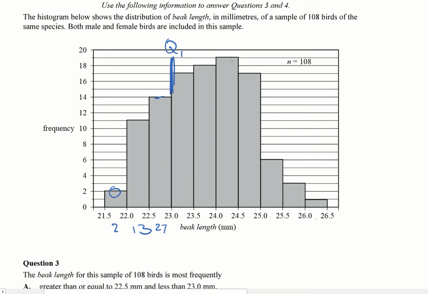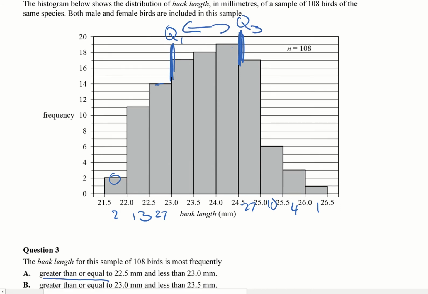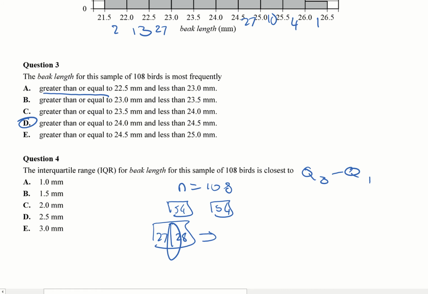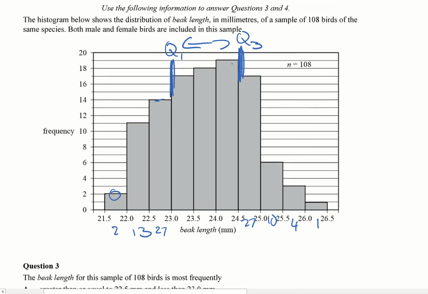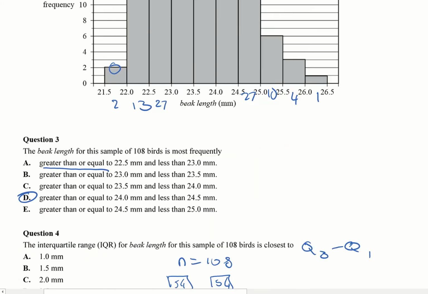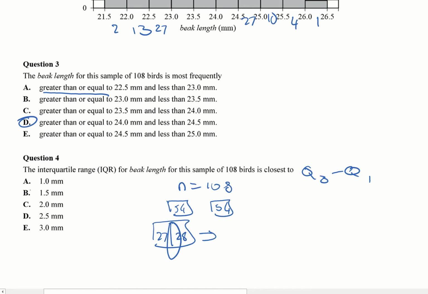Now I go the other way. That's 1, and then I've got 4, and then that's going to be 10 because it's 6 there, and 17 there, so that's going to be my 27. So I'm looking at this line here. That's my Q3. So in this question, the answer I would give is my range is 24.5 minus 23, which would be 1.5. So I would select B.